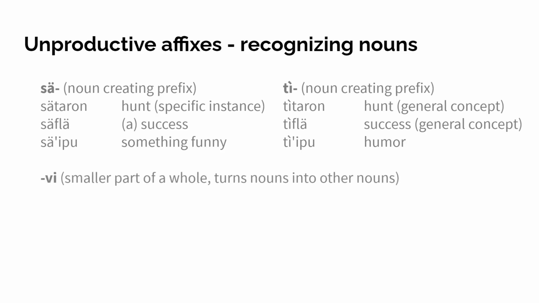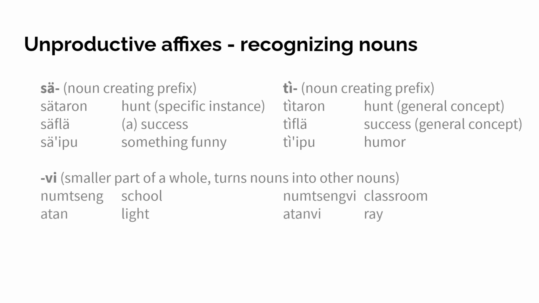Let's next look at vi. Vi is a smaller part of a whole. It turns nouns into other nouns. So for example, we have numtseng, which is school, and then numtsengvi is a classroom because it's a small part of a school. Atan is light, and then atanvi is a ray of light, so a small part of light. Pamre is writing, literally it means sound picture, and then pamrelvi is a letter because it's a small part of writing. And probably my favorite example, I just love this, siai is fate, and then siaivi is luck. So we see luck as a small piece or a small part of fate.